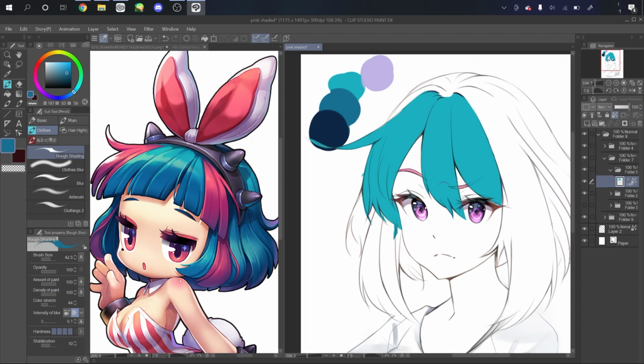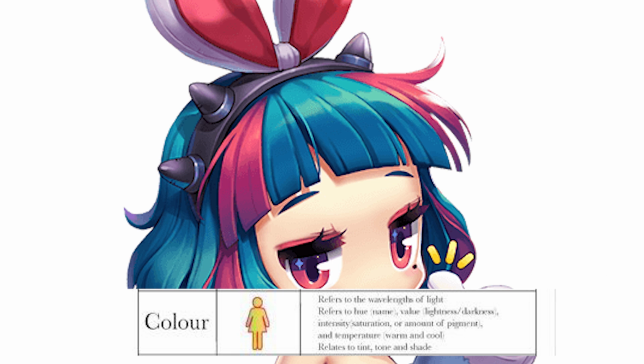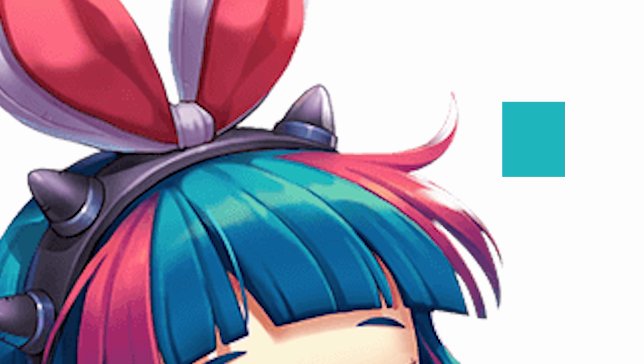The first thing you obviously need is color, because to color you need a color palette. So we need to identify which colors we need to use to color the hair correctly. First of all, I'm going to pick a base color, and it's pretty obvious. In the upper half of the bangs, it's this light turquoise.